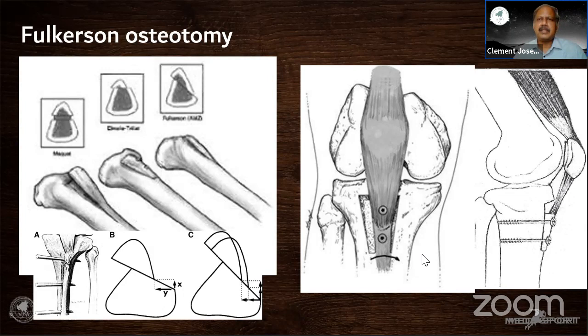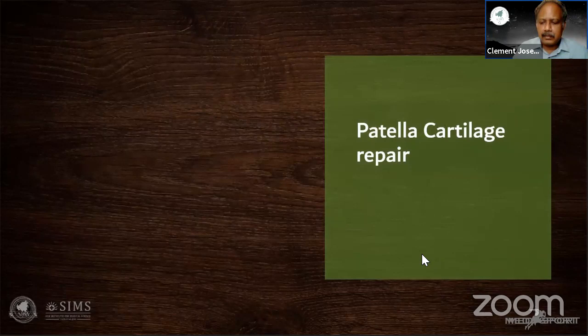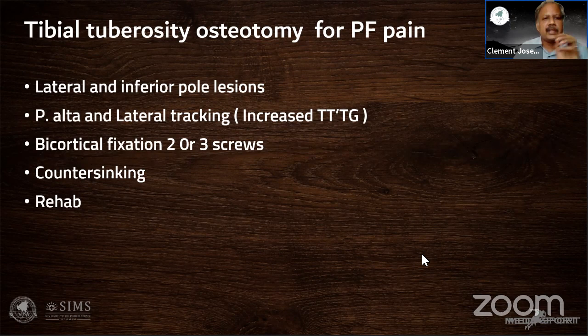By changing the angle to more oblique, you can actually play with this procedure if you want more medialization as you would want in a case of patellar instability, or you want more anteriorization as you would want in a case of patellofemoral pain. Once again, you have to remember this Fulkerson osteotomy works very well in inferior pole lesions and lateral facet lesions. It's not a good solution for medial facet lesions in the patella. So it's very important to know it works in lateral and inferior pole lesions.